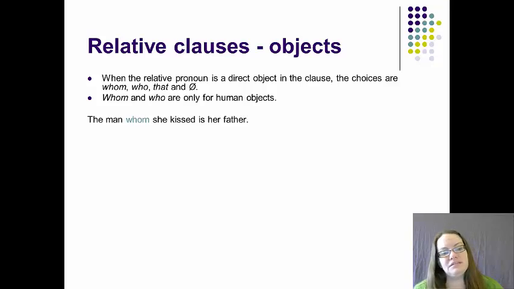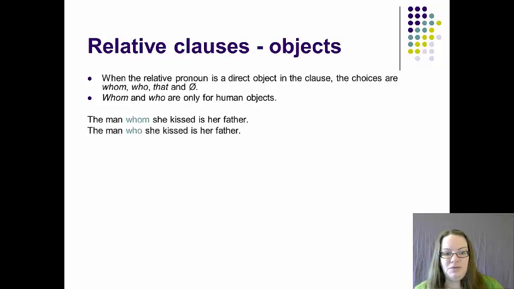Here we have a sentence. The man whom she kissed is her father. Okay? We have two sentences if we break this apart. The first sentence is, she kissed her father. You can see that there. The second sentence is, the man is her father. So what we're doing here is we're actually taking away one of the instances of her father, and we're replacing it with whom. But it comes at the beginning when we use the relative pronoun. It comes at the beginning of that clause. So we have to say the man whom she kissed is her father.